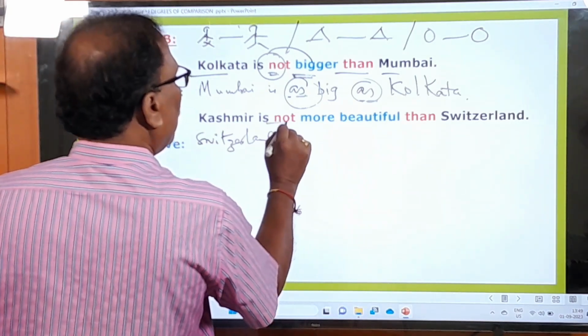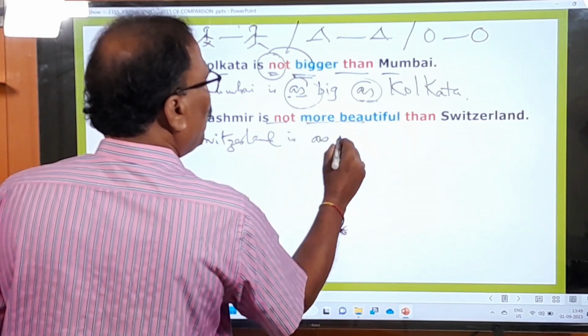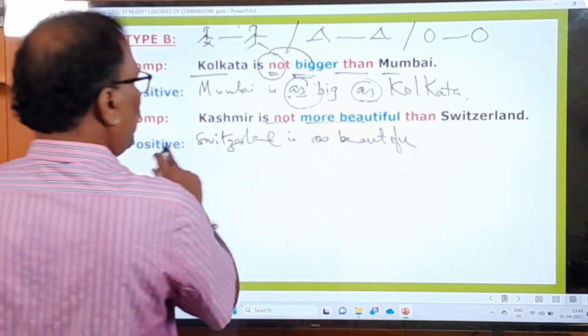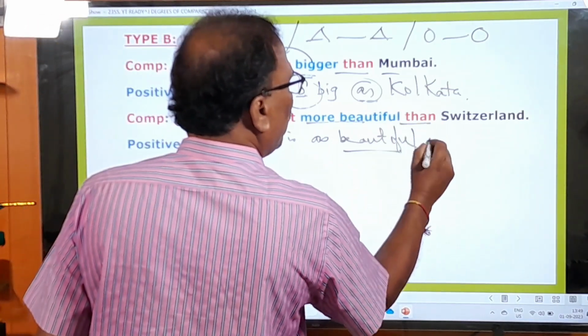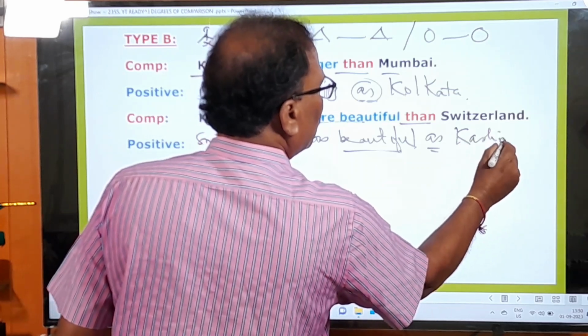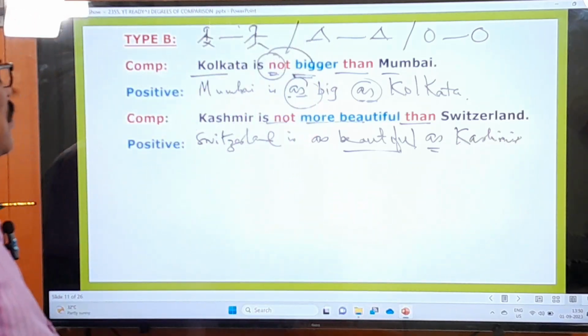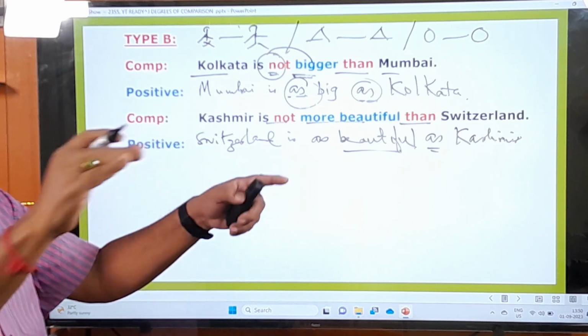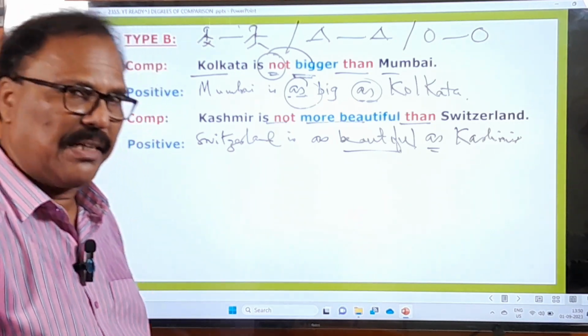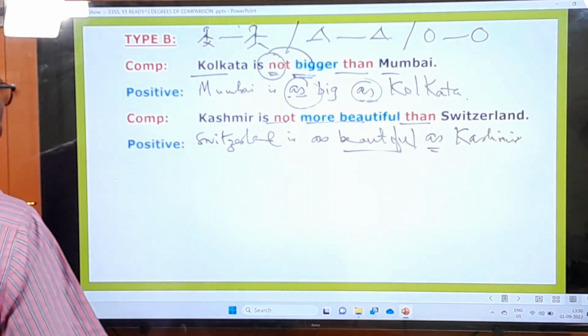is, instead of this not, as. More beautiful is turned into beautiful, because we are turning it into positive. Positive means positive adjective must be used. Instead of than, we have to use as, and this Kashmir will go to the back part of the sentence. Kashmir. So Switzerland is as beautiful as Kashmir. Switzerland, Kashmir anta andamainadi, rendu andamainave. And now positive.